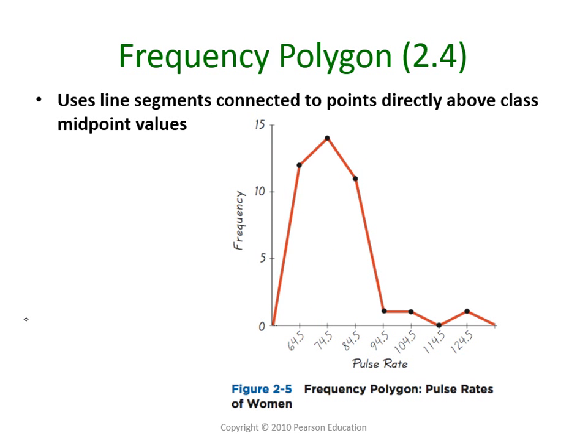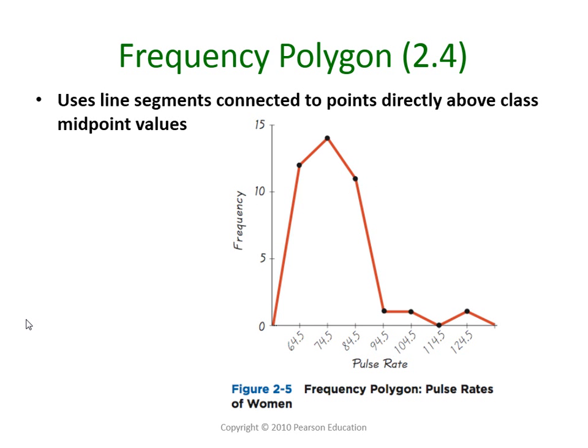One of them, and some of these are going to be ones you're very familiar with, some of them are ones that you're not familiar with at all. One of which that you're probably not as familiar with is your frequency polygon. This uses line segments connected to points directly above the class midpoint values. So this is very similar to your histogram, but instead of using the bars, we are going to use the lines connecting things, and they're going to the class midpoints.